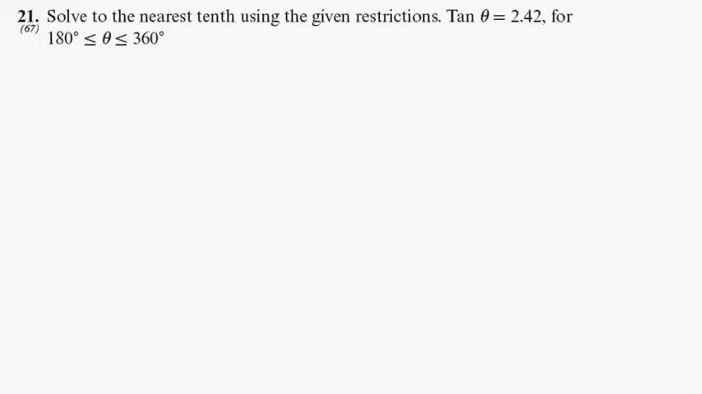Okay, so it's asking us to solve to the nearest tenth using the given restrictions. We've been told what the tangent of theta is equal to. So when it's saying solve, it's asking us to find this angle measure. So what I'm going to start out with is just a little sketch that helps us to recognize what's going on here. Here are our quadrants.